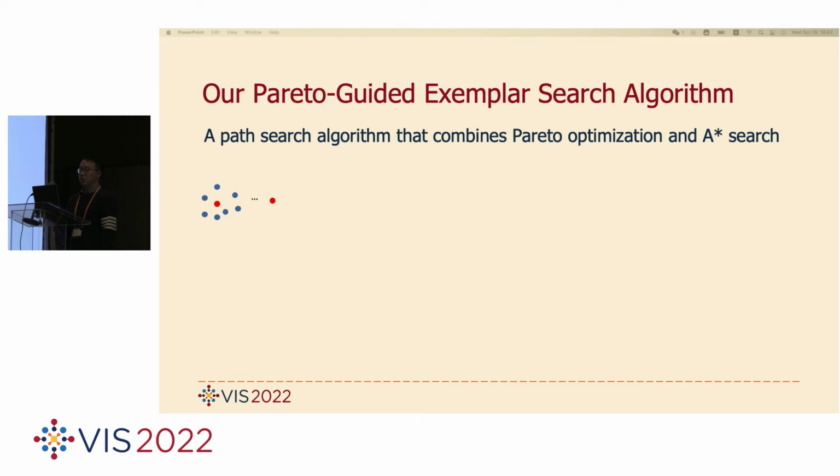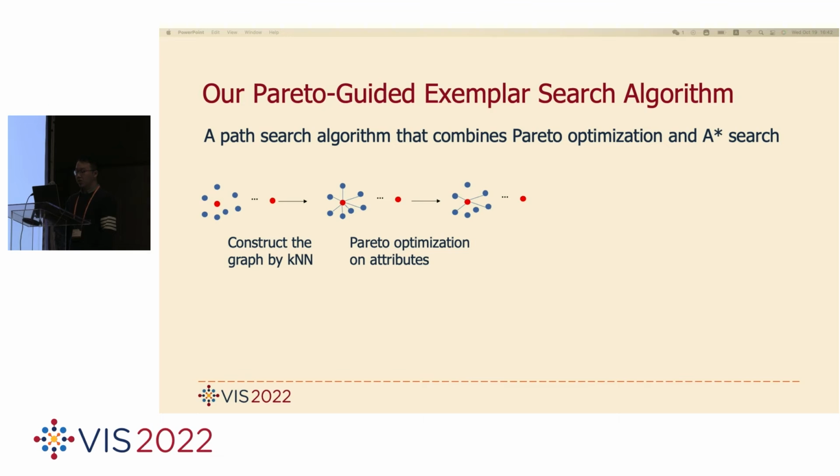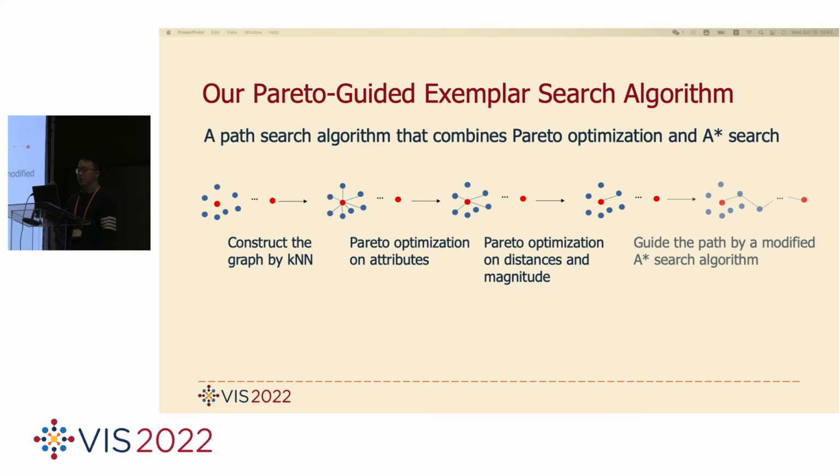So here we have a short introduction to the algorithm. Given two terminal exemplars, our algorithm starts from one of them and searches a path to the other. Points on the path are exemplars recommended by the algorithm. It constructs the graph by KNN and does Pareto optimization to filter out non-optimal configurations. Next, it does Pareto optimization on Euclidean distance, cosine distance, and magnitude to find the optimal successor. The search is guided by a heuristic function similar to A-star search.